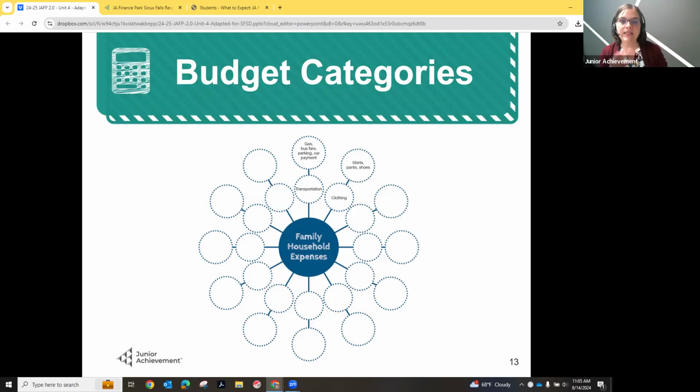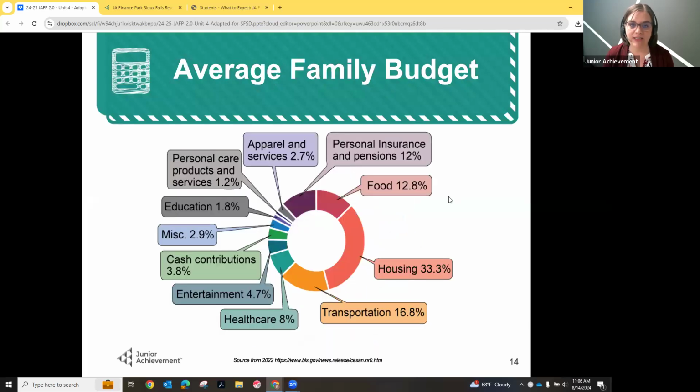So, introducing the idea of budget categories to them. I just want to pause briefly to say within the actual JA simulation, there are 20 budget categories, which I'll showcase in a little bit. And they're going to get the opportunity to look at all 20 of those broad categories and then get to shop within them as they go. So this is the first portion, introducing budgets.